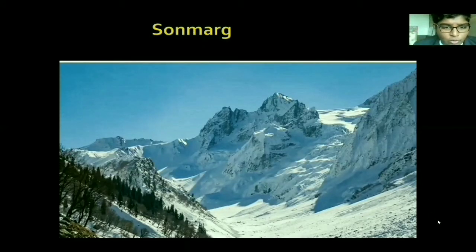Sonmarg, meaning a meadow of gold, is one of the best tourist places in Jammu and Kashmir for sightseeing and adventure. The sightseeing and adventure places are Gadsar Lake and Vishansar Lake. And the best things to do in Sonmarg are trekking, camping, and trout fishing.